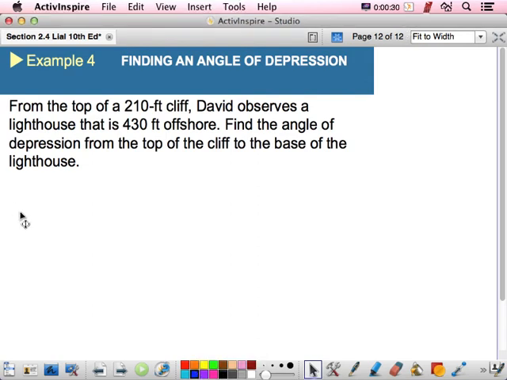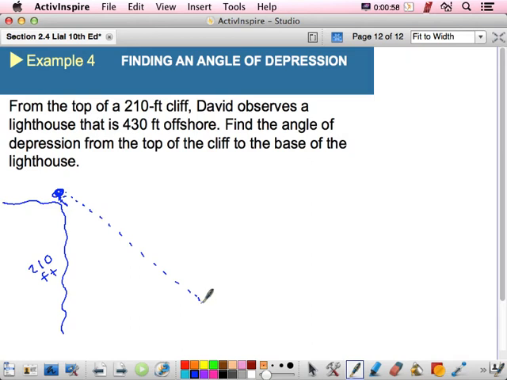All right, so here's the cliff. How tall is the cliff? 210 feet. Okay, so I'll label that. This is 210 feet. All right, here's David. He's going to sit out here on the edge of the cliff, and he is looking down at the base of a lighthouse. So there's a lighthouse over here, which I can't draw, but anyway.